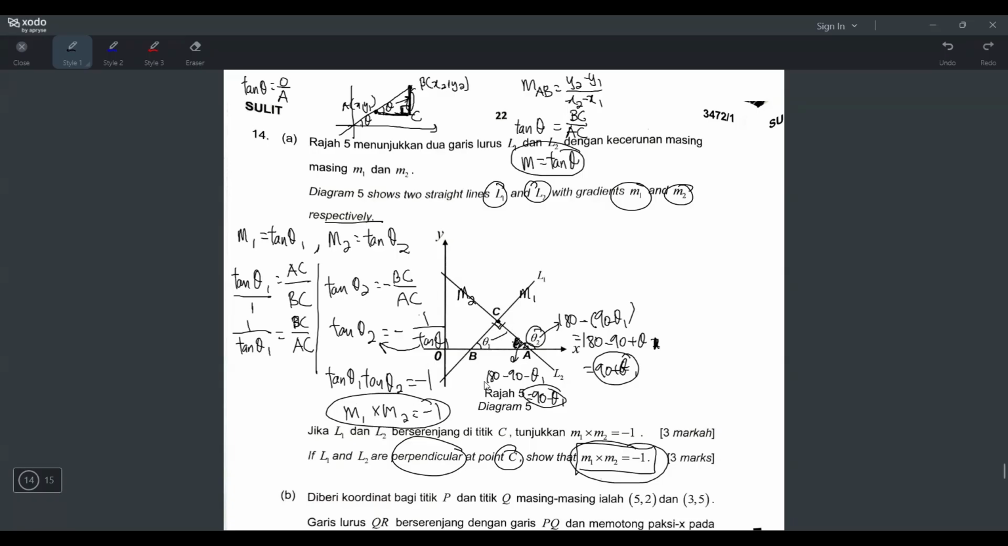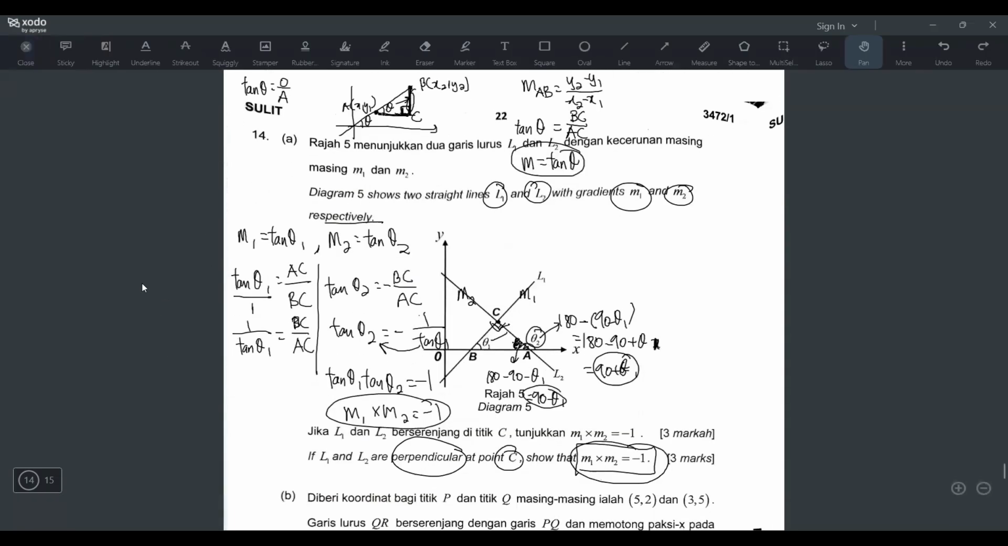This will only work when your theta 2 is 90 plus theta 1. Otherwise, if this is not 90 degrees, then there will be no relationship between tangent theta 1 and tangent theta 2. And if there's no connection, you will not reach this conclusion. You will not get this conclusion if they are not perpendicular. So in other words, when two lines are perpendicular, their gradients multiplied together give -1, right? I hope my explanation makes sense to you and you understand what I'm talking about, right?